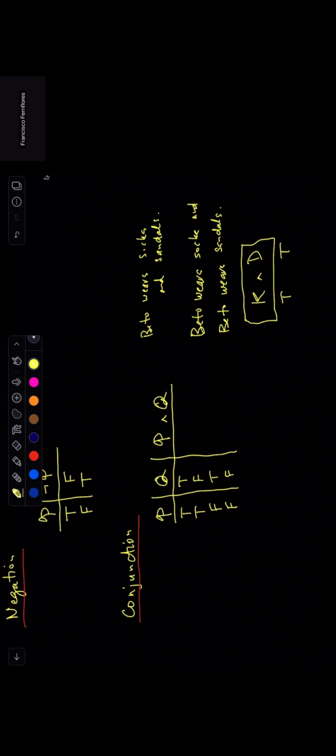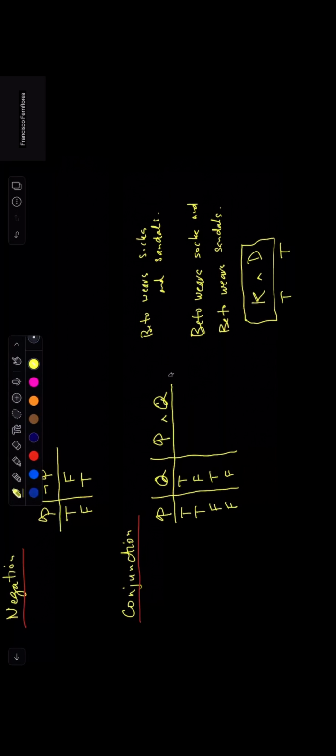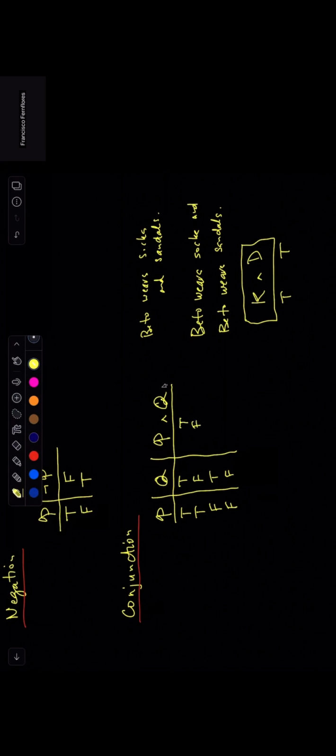And so likewise, in general, for any arbitrary sentence script P and any arbitrary sentence script Q, P and Q is only ever going to be true when both are true. So it's going to be true in the first row and false on every other row.